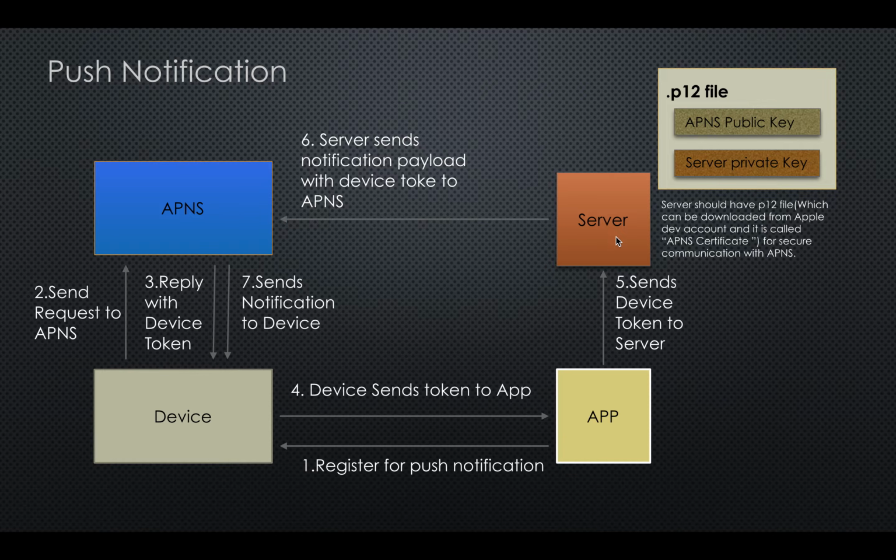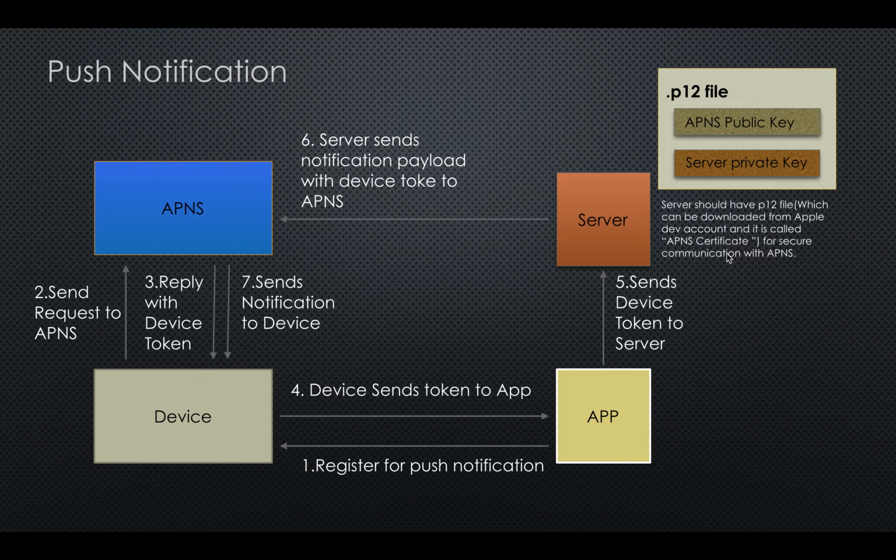we have some new exciting offers. So the message needs to come from somewhere. So it comes from a server which is from you or hosted on some cloud. So the server will receive the device token from the application, and this server should always have a P12 file. P12 file can be downloaded from your Apple development account, and the P12 file is actually called APNS certificate.